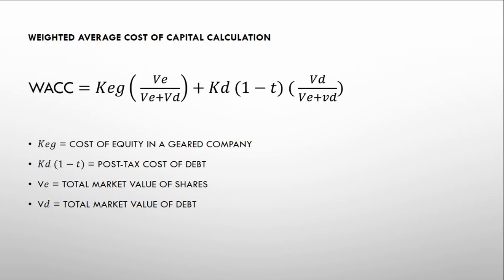So we want to know what are the various types of finance that the company has. They could have equity, they could have debt. In our formula, we will need to know what is the cost of equity. And this is shown by KEG. This is the cost of equity in a geared company. So a geared company, this is a company that has both equity and debt.